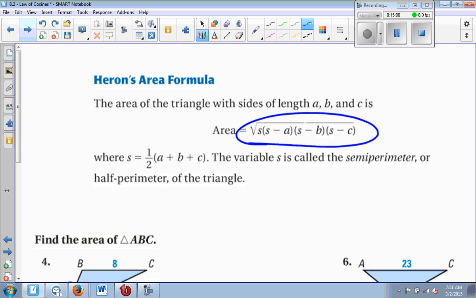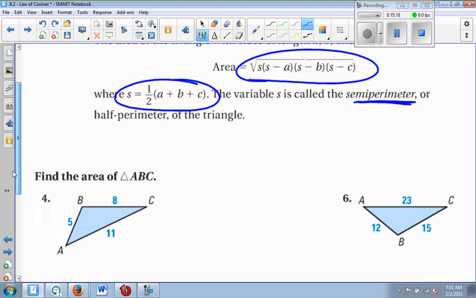So the first thing is there's an S in the formula. That S is called the semi-perimeter. So it's the perimeter just divided by 2. And then all you're going to do is S times S minus A, S minus B, S minus C. A, B, and C are the lengths of the triangle. And then you're going to take the square root of whatever you get.